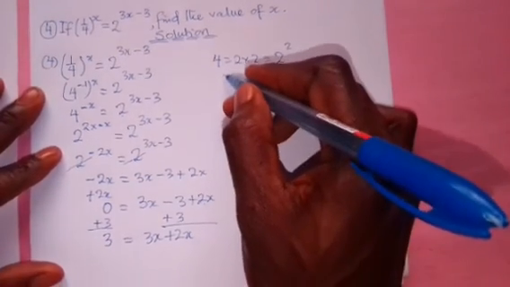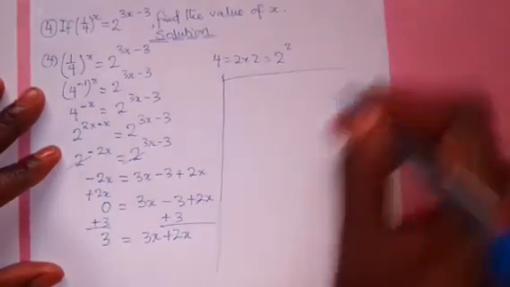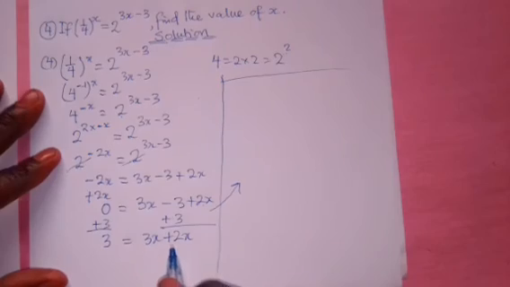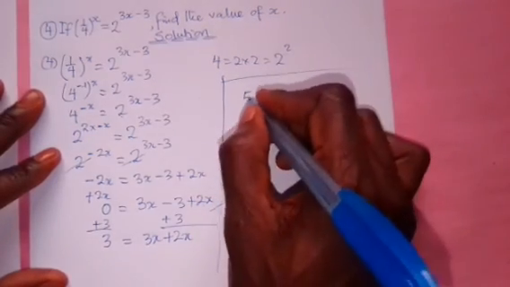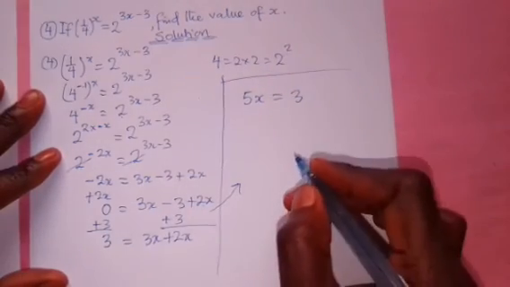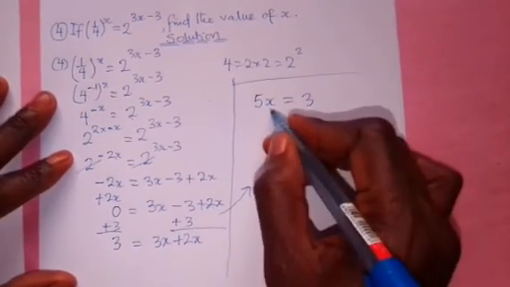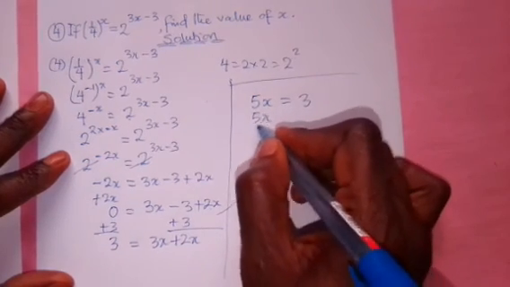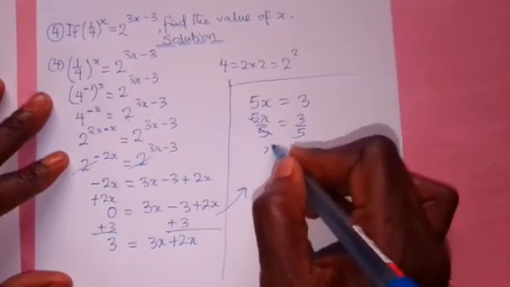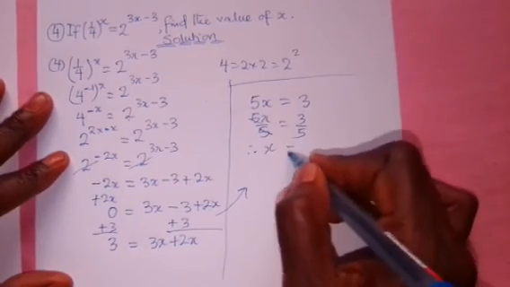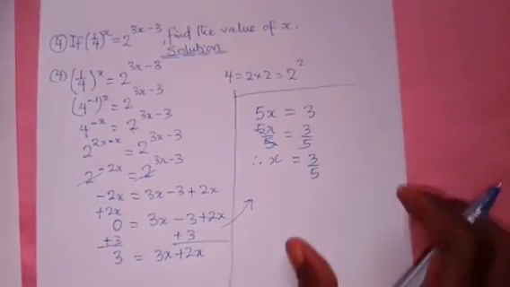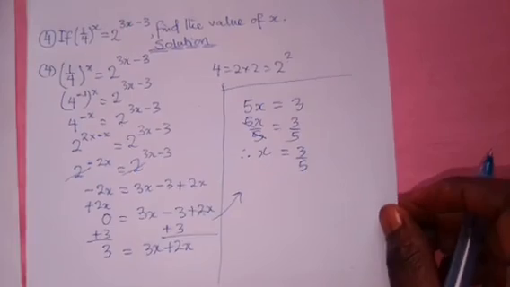Now let us take this upward here and continue the solution. Our 3x plus 2x will give us 5x, and this equals 3. Since we are having 5x equals 3, simply divide both sides by 5. If you do that division, you are going to have the final value for x to become 3 upon 5. So there you have it. That is a quick solution to these problems.